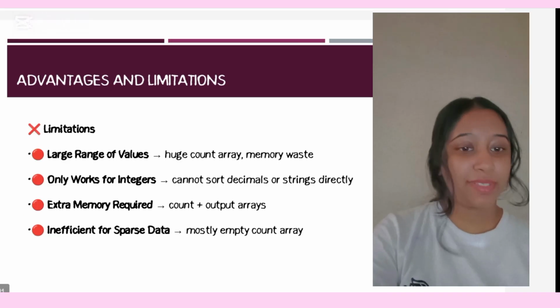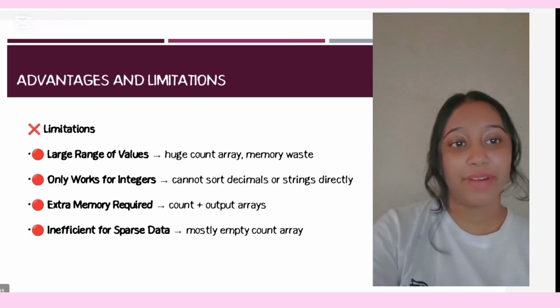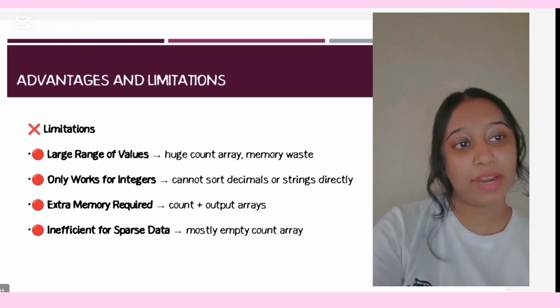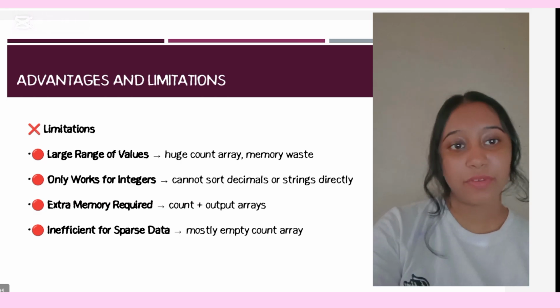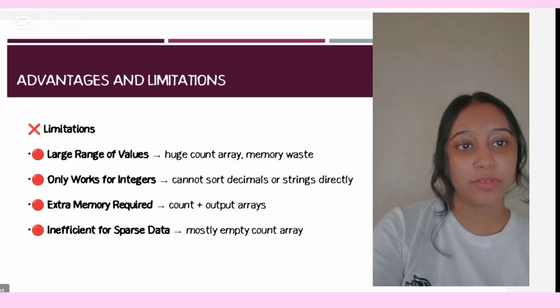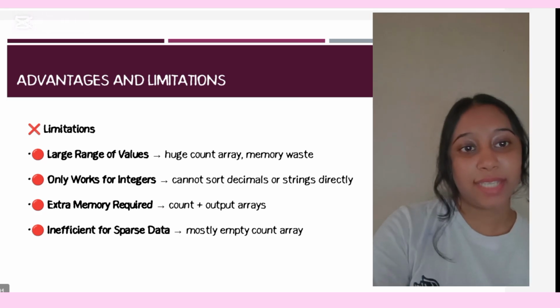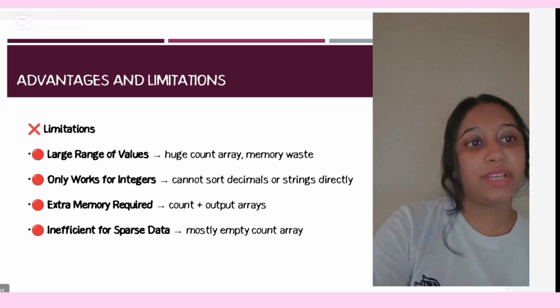Limitations of counting sort. The first one is large range of values. If the maximum value is very large, the count array becomes huge, wasting memory and slowing performance. The second one is it only works for integers. Counting sort works directly only for non-negative integers. It cannot sort decimal numbers or strings without modification.